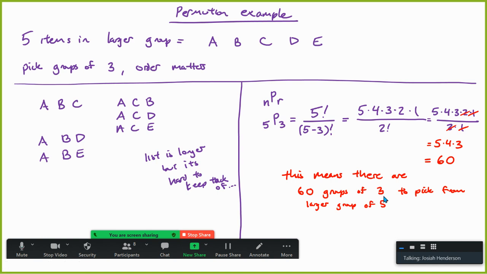And that's why I don't want you to try to list them all out. I just don't want you to spend your time doing that. It's possible, right? We could find all 60 different mixes like I started doing over here on the left. I only found 6 and I gave up because it's already getting crazy. If we can use our formula, it'll tell us pretty fast with a little bit of math how many total groups there are.